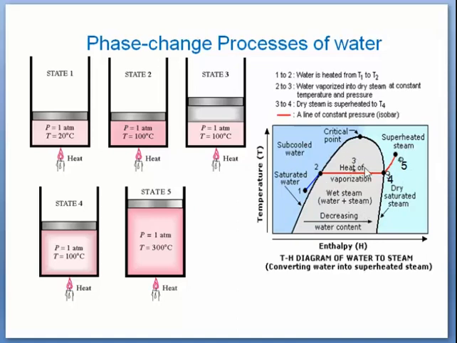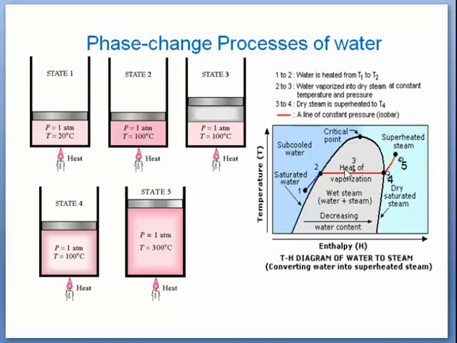So the condition or the state of water at point 3 is the mixed phase. It is partial liquid and partial vapor. So this is also seen here that some portion of water is still existing and some portion of the water has been converted into vapor. So liquid water has been converted into vapor.